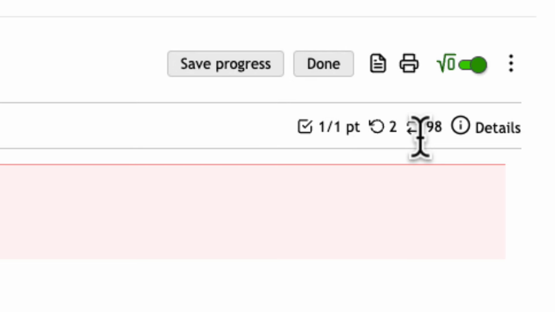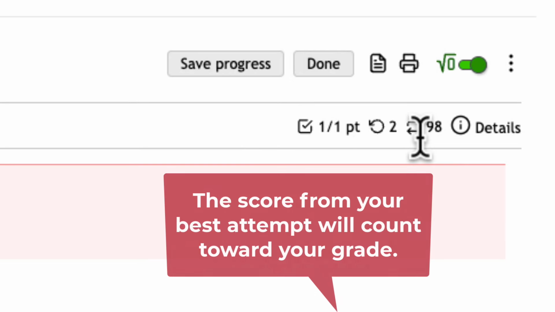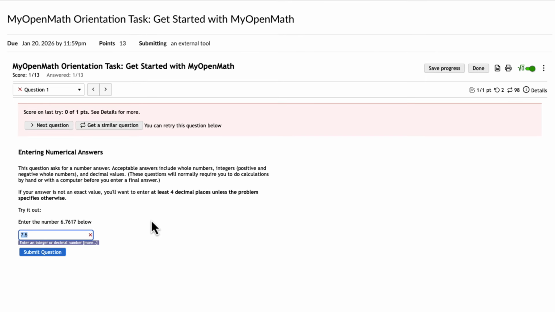The nice thing about MyOpenMath is it will always keep your highest attempt on a problem. That means that if you do a similar question but you get it wrong, it will always keep your highest score. Let's go ahead and get this one right and then move on to the next question.